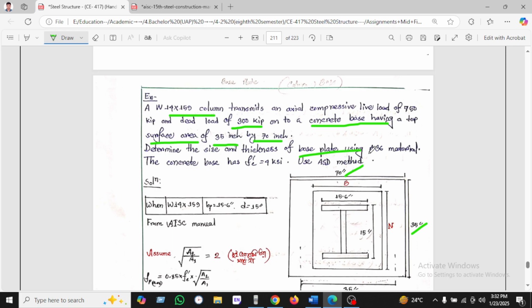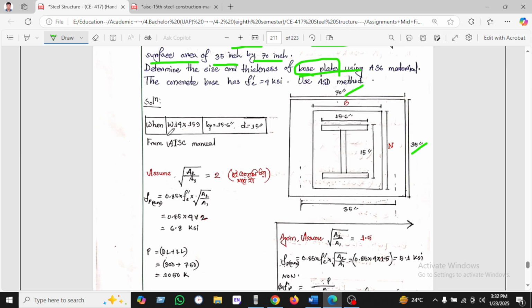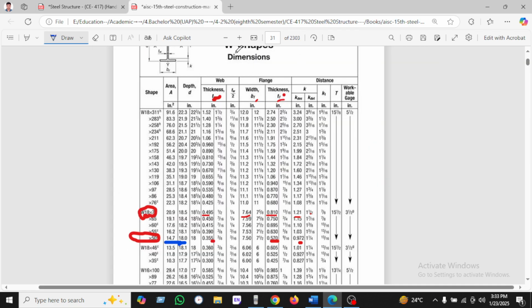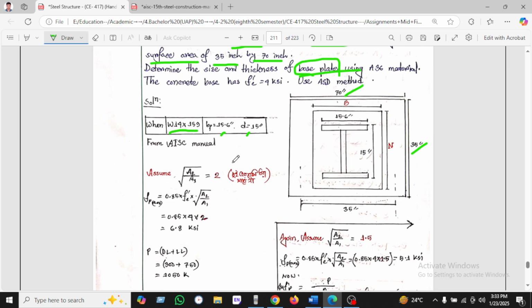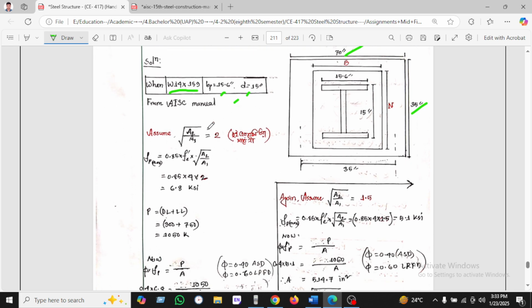So we have to determine the base plate using A36 material, and concrete f'c of 4 ksi, using the ASD method. When we know the W14×159, then we can use bf and d from the AISC manual. We can use this chart and find them there.